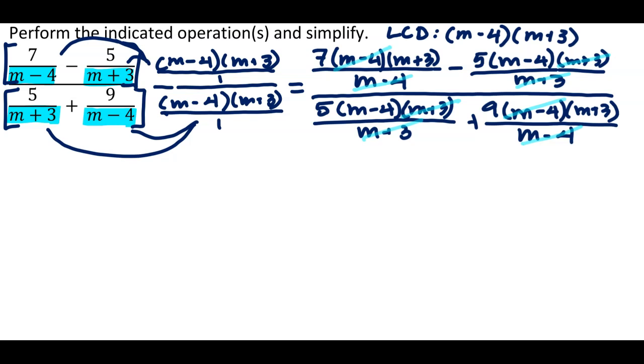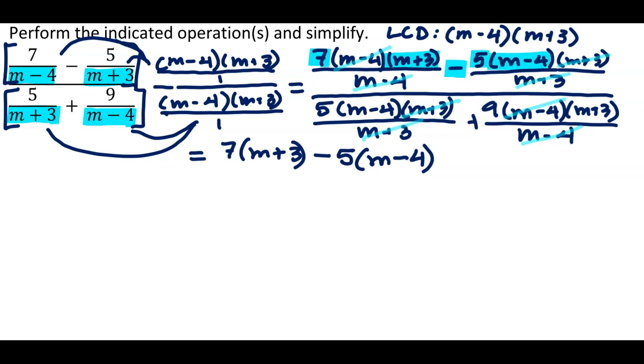So this will turn into, what is it? A 7 times m plus 3 minus a 5 times m minus 4. So that's all that's left on top, right? The 7, the m plus 3, minus 5, and m minus 4. On the bottom, it's a 5 times m minus 4 plus a 9 times m plus 3. So 5 times m minus 4 plus 9 times m plus 3.